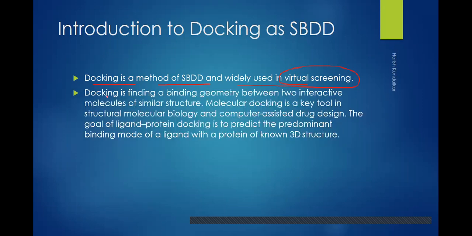Now, docking is nothing but finding a binding geometry between two interactive molecules of similar structure. So we have one receptor, and we know that a particular part of the receptor is the active site, and we'll define that as the active site, and then we'll make different ligands bind to this active site. Before we use the ligand for binding, we should have different conformers of the ligand generated. The lowest energy conformers, as we discussed in one of our previous lectures, are the ones which bind the best, right?